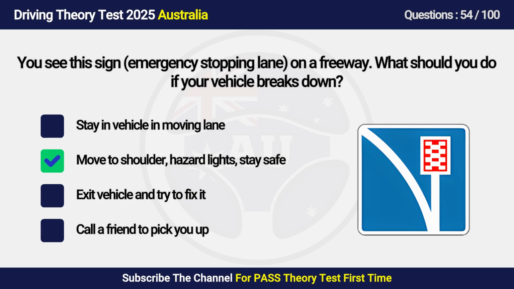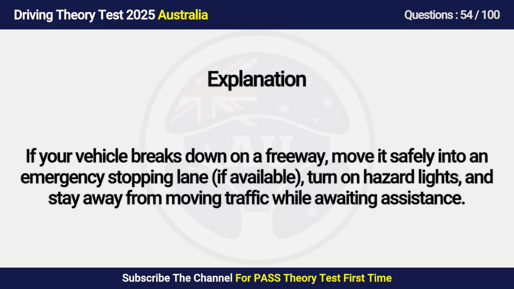Answer is B. Move to shoulder, hazard lights, stay safe. If your vehicle breaks down on a freeway, move it safely into an emergency stopping lane if available, turn on hazard lights, and stay away from moving traffic while awaiting assistance.